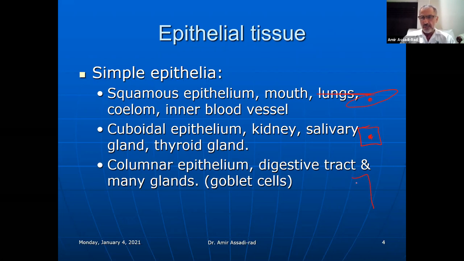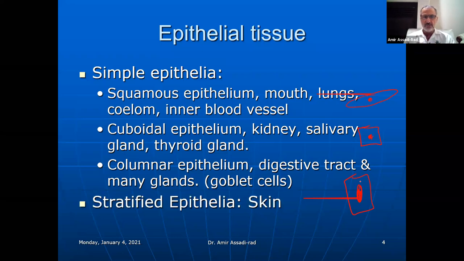They look like a column, and the nucleus is elongated. And of course, the digestive tract and many glands and goblet cells are all columnar epithelial tissue. Stratified means more than one layer. If you have four or five layers of epithelial tissue, then it's stratified. If you have only one layer, it is simple epithelial tissue. For your lab practical exams and everything else, you should know the differences.